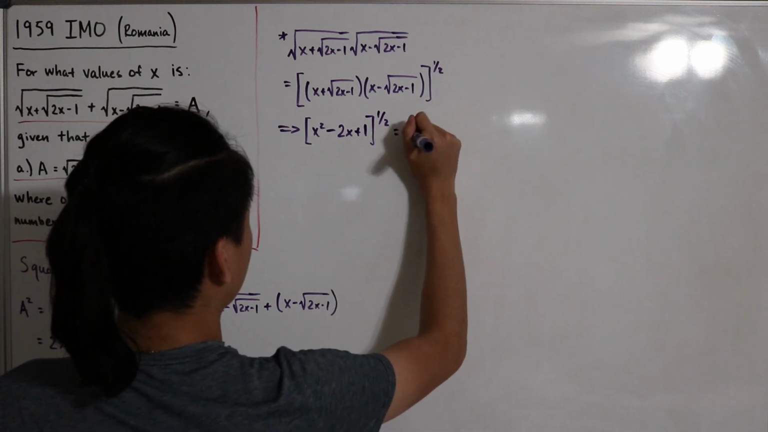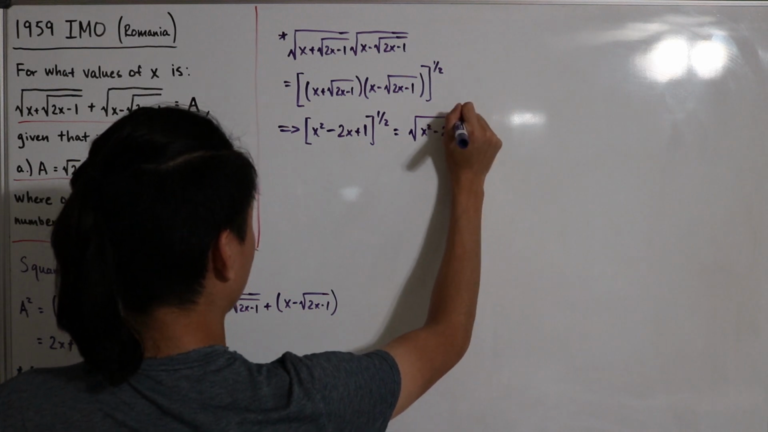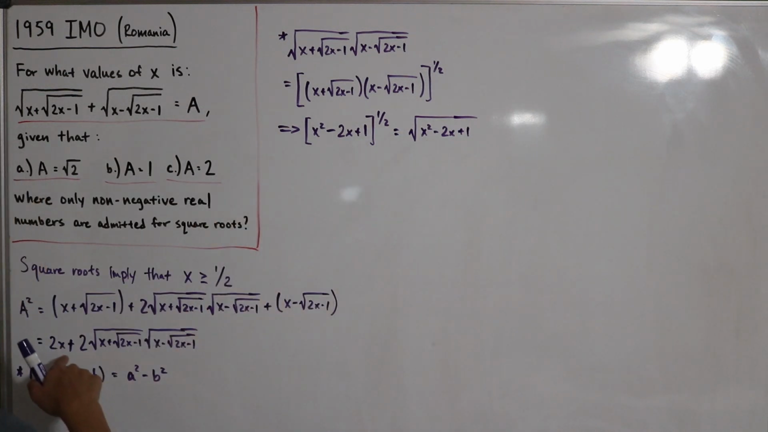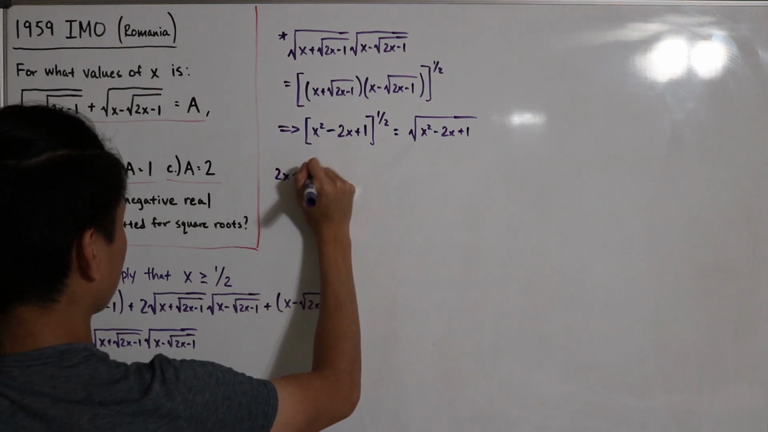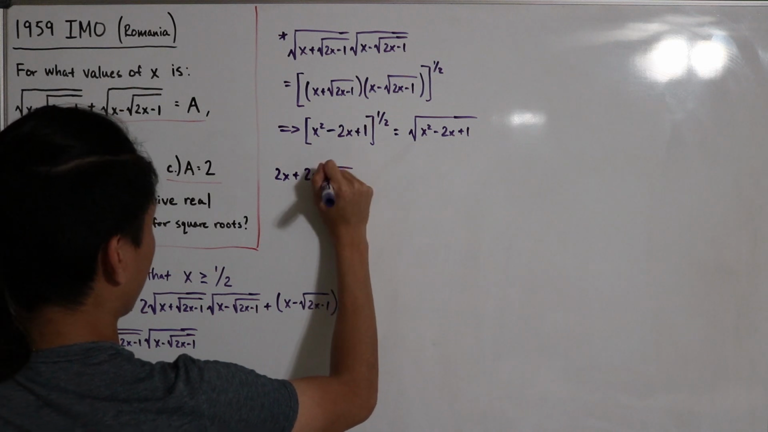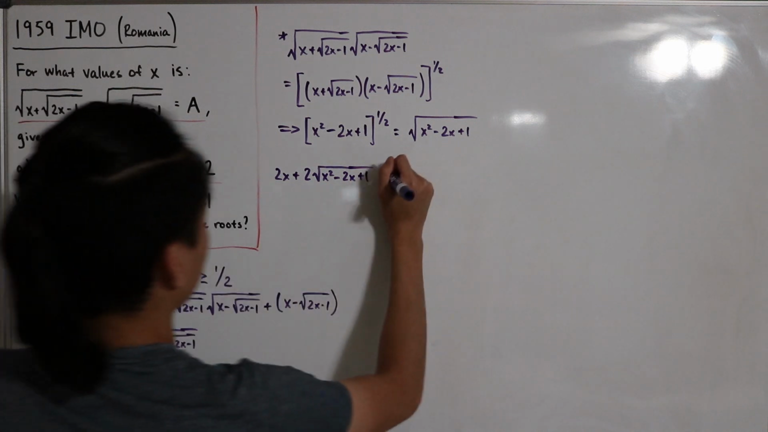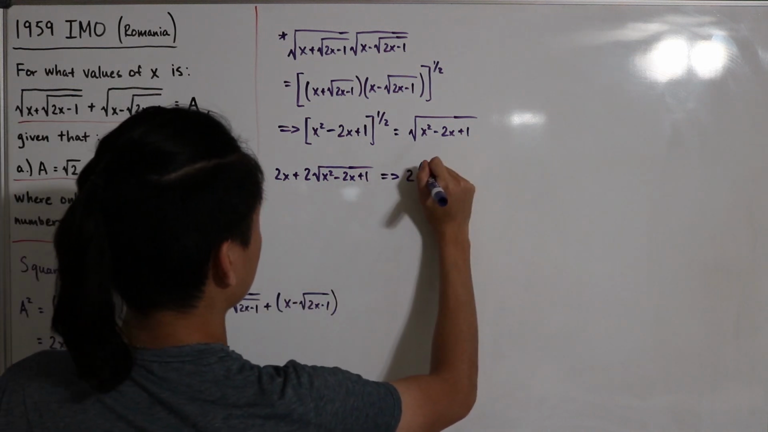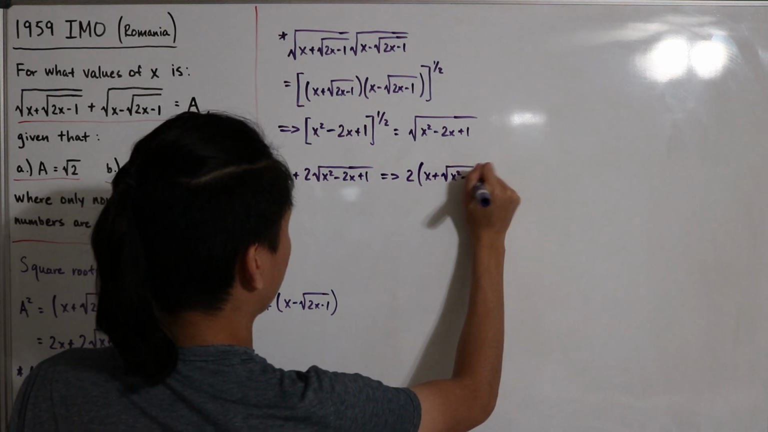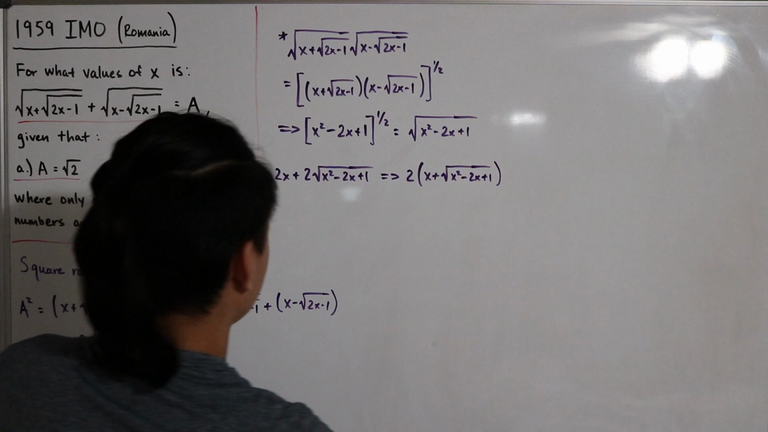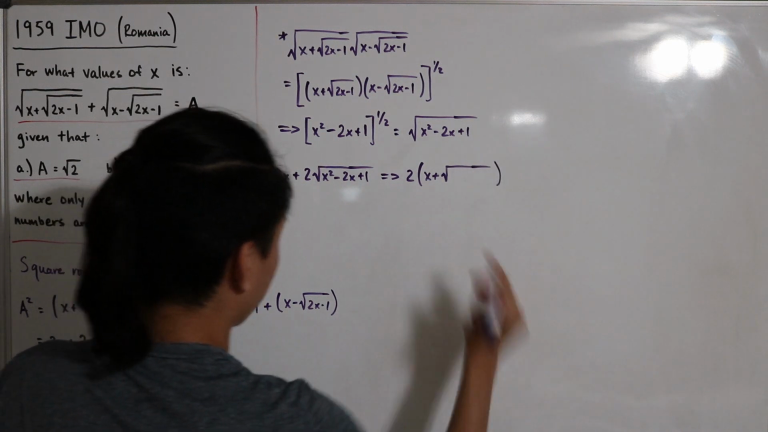And just rewrite this as x squared minus 2x plus 1. And now I just replace this back from here. So of course this will just be 2x plus 2 times the square root of x squared minus 2x plus 1. Now I can just factor out the 2. So this will be 2 times x plus the square root of x squared minus 2x plus 1. Actually, now I can write this as a difference of squares. So really, I can write this as (x minus 1) squared.